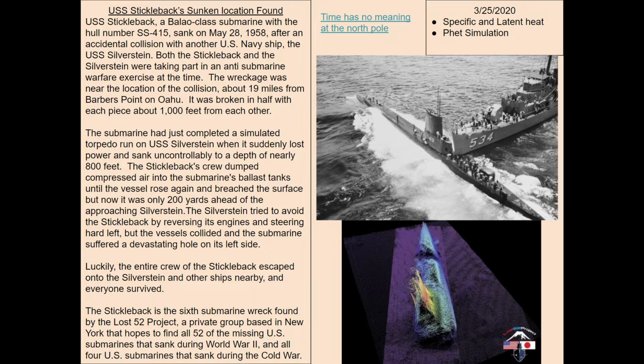The entire crew of the Stickleback submarine went on to the Silverstein ship, the one that crashed into it. And then they had some other ships in the area. They tried to pin the submarine and put cables underneath to hold it up, and it just didn't work. Eventually it filled up with too much water, there was too much weight, and they just had to let it go down into the ocean. And as it fell, it actually broke into 2 half pieces. The bottom right photo is the submersible that went down there and was scanning it, and they found one half of the ship. They eventually found the other half, which is about 1,000 feet or so away.